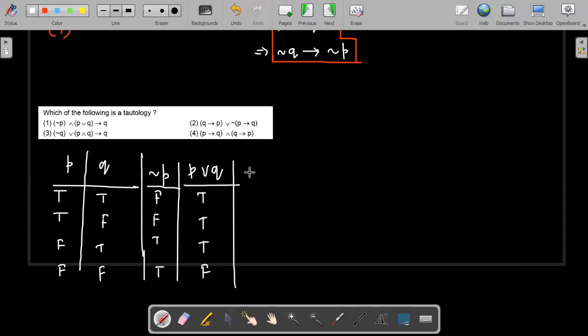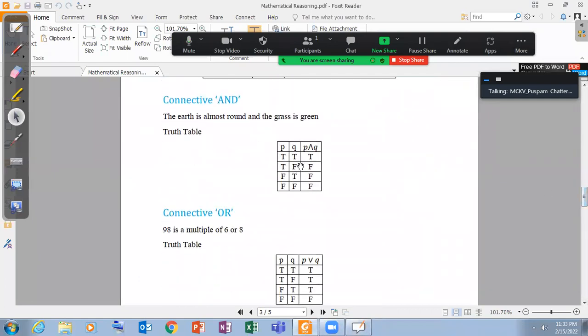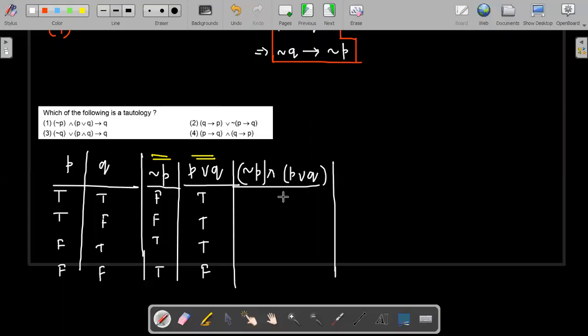So only one false. Then we have negation of P and P or Q. So we have negation of P and this. So these two columns, right? When you have these two columns, you remember for the AND truth table, if you see the truth table of AND, you will understand that if there is only one false, it will be false. So only one case becomes true, that is true and true is true. Everything else is false: false, false, true, false. Okay, so only two trues give true.